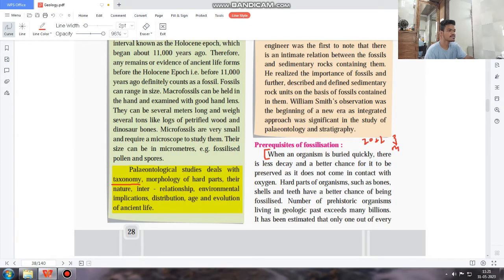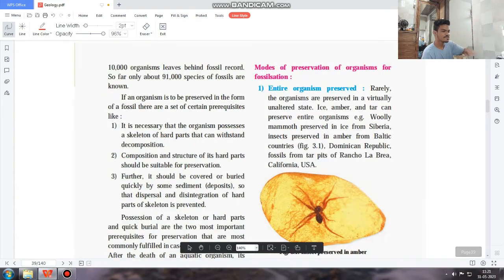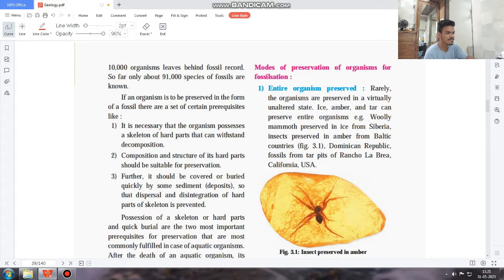When an organism is buried quickly, there is less decay and better chance to be preserved as it does not come in contact with oxygen. Hard parts of organisms such as bones, shells, teeth have better chance of being fossilized. These are just to be remembered, but this is an answer which had come in 2022. This is the small intro to give, 1 mark you can say for the intro, and this is the main thing. These are the 3 prerequisites, 1, 2 and 3, to be learned.